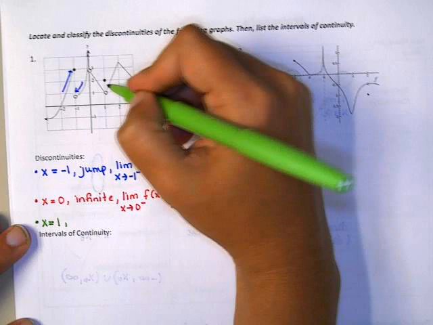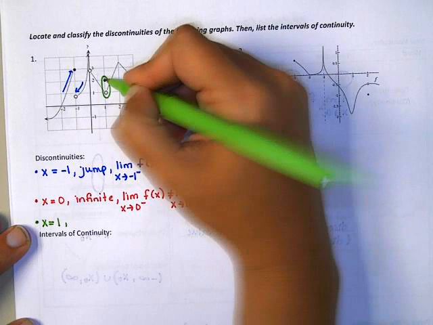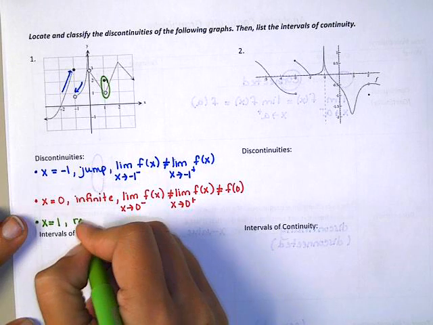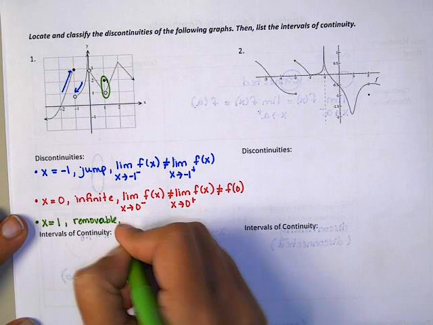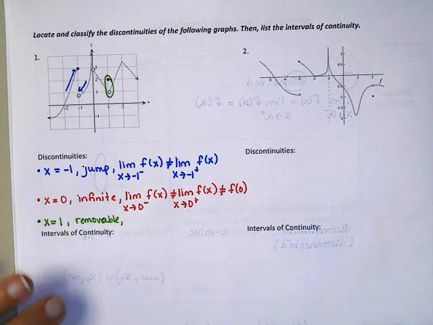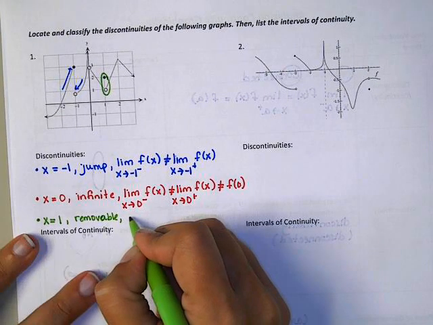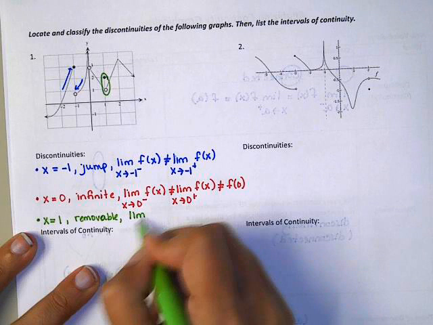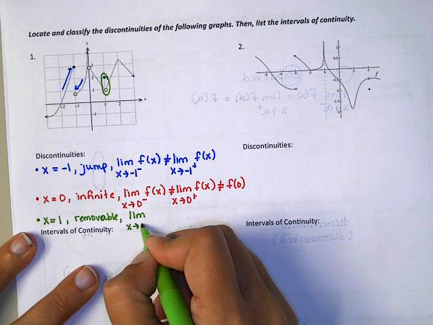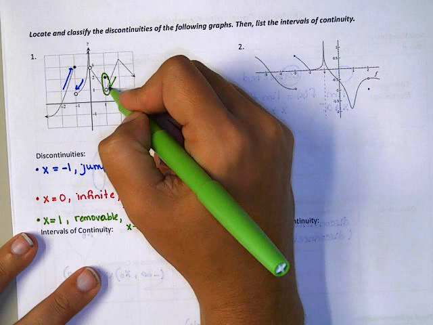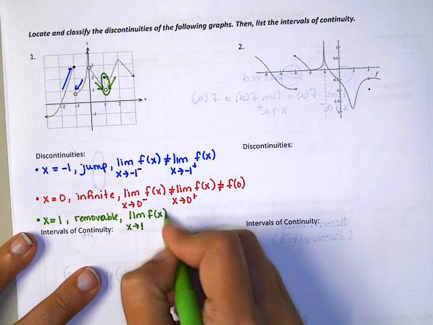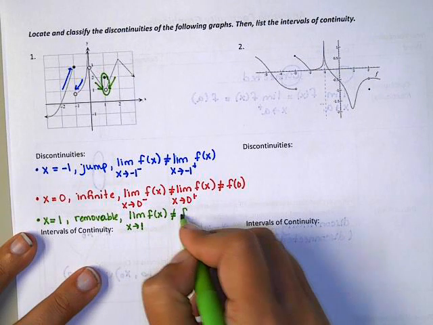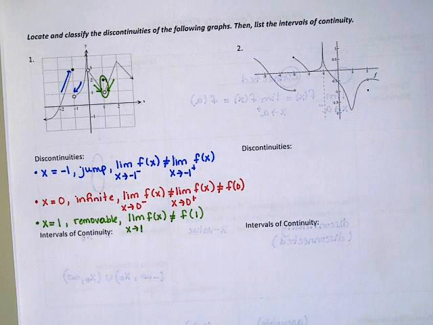Now x equals 1 would be an example of a removable discontinuity, because with the exception of that one point, this graph is actually connected. And we would say that it's a removable discontinuity, and the limit, which does exist because the left and the right are both approaching the same value of f of x, does not equal the function value f of 1, which is the part that's in a different place on the graph.